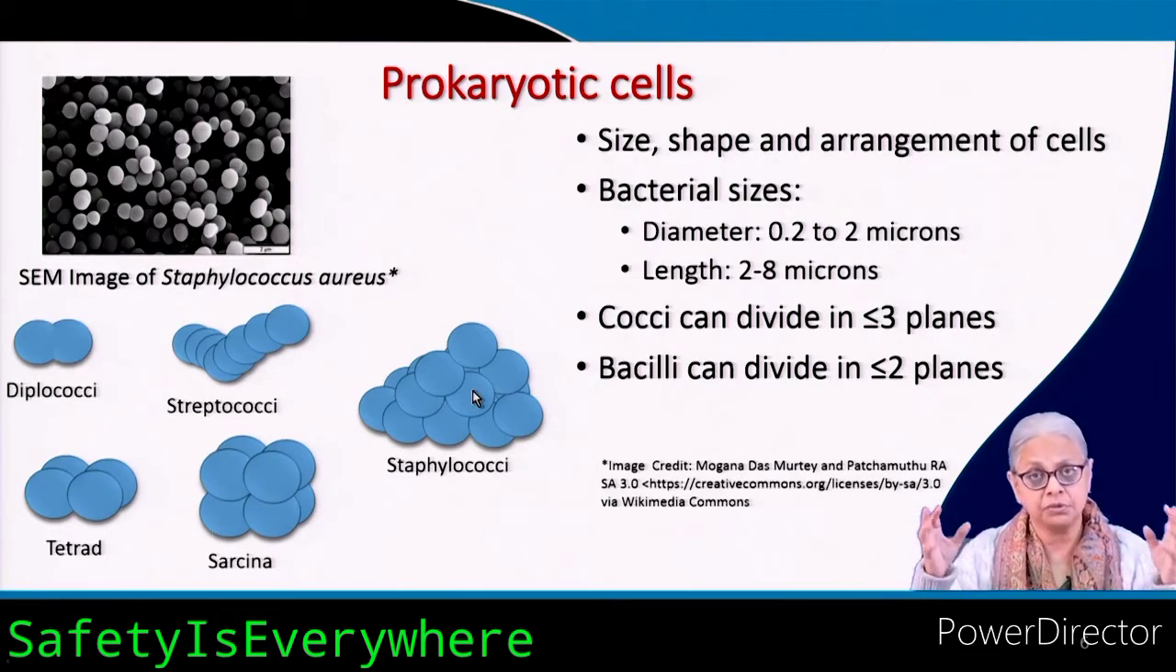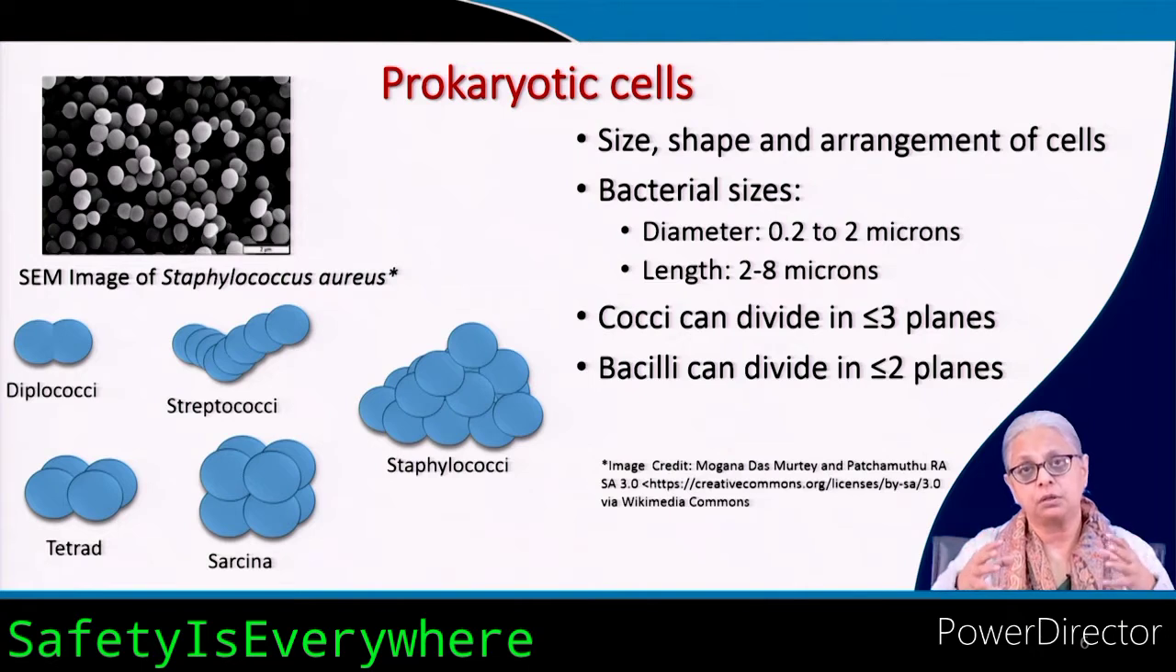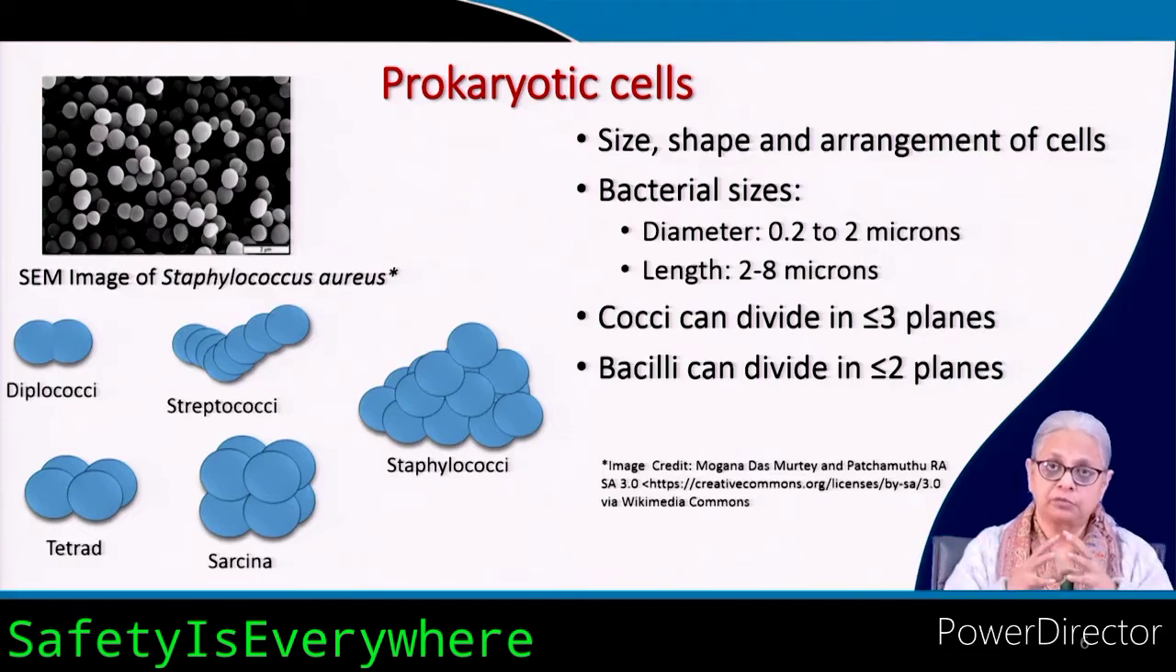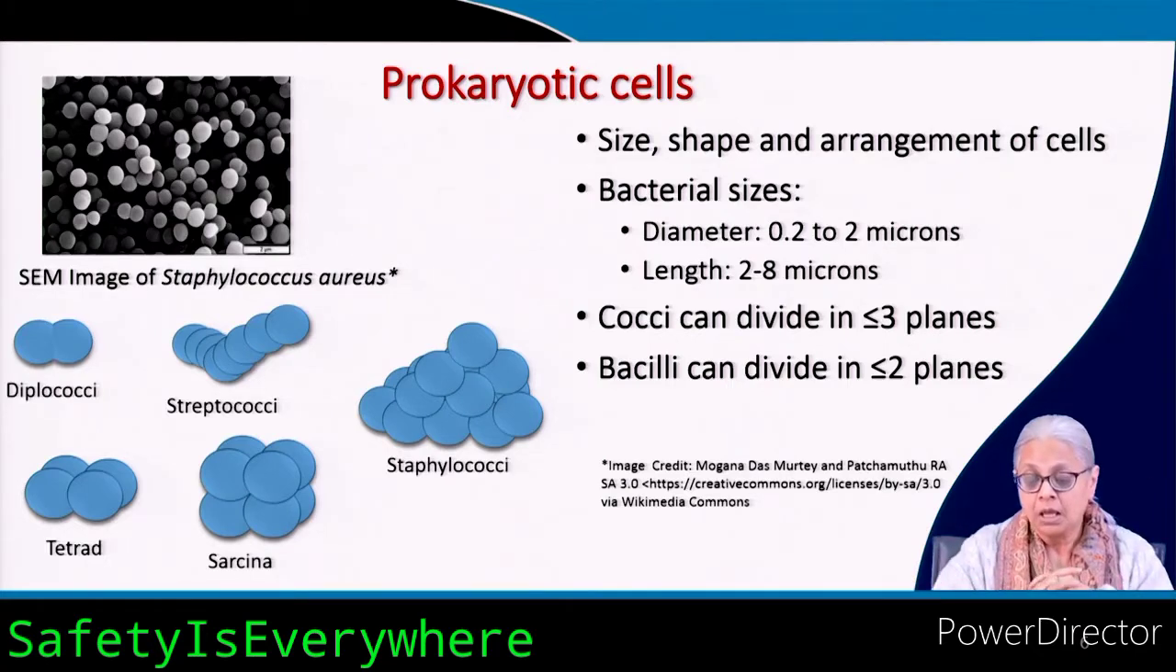And if it continues to divide over a long period of time, but the cells don't break away, they create what is called Staphylococci. After a few generations, this becomes Staphylococci because you get an amorphous mass of cells. It's a cluster of cells and they have divided in all three directions. So you get this amorphous mass.